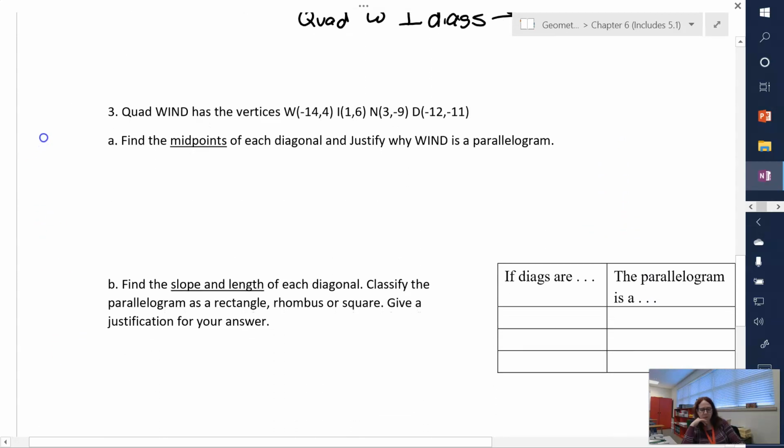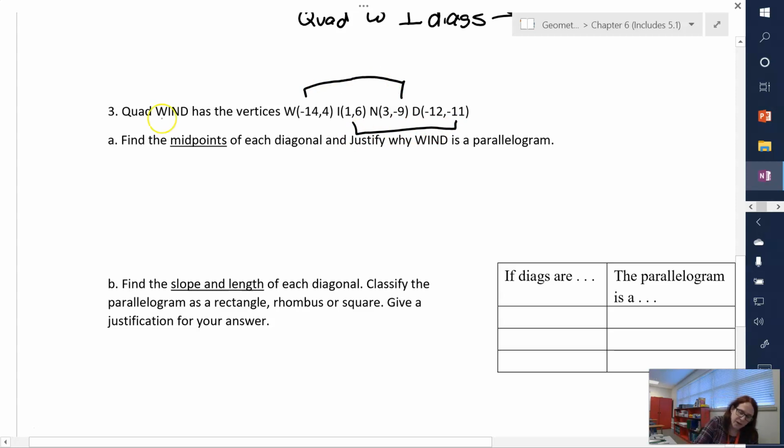All right, next one. We have quadrilateral WIND with those vertices located. Find the midpoints of each diagonal and use that to justify why WIND is a parallelogram. Okay, so we're going to have a diagonal from W to N and another diagonal from I to D. And the reason I know this is when we name the quadrilaterals, we go in order. So W is a diagonal with N and I is a diagonal with D.